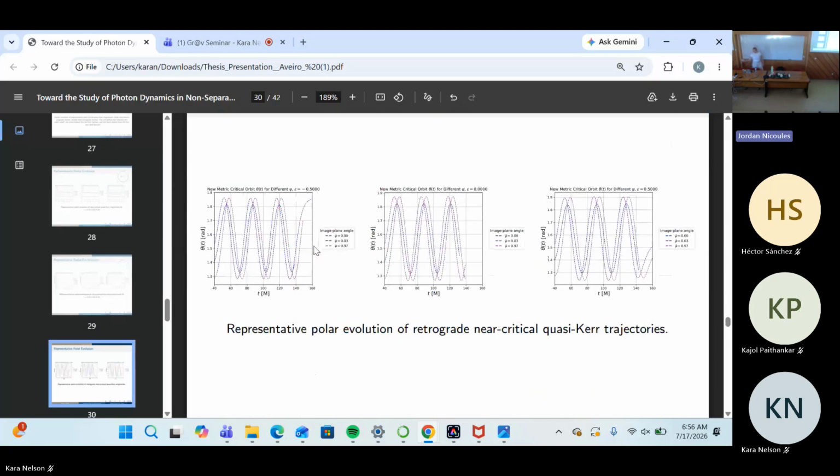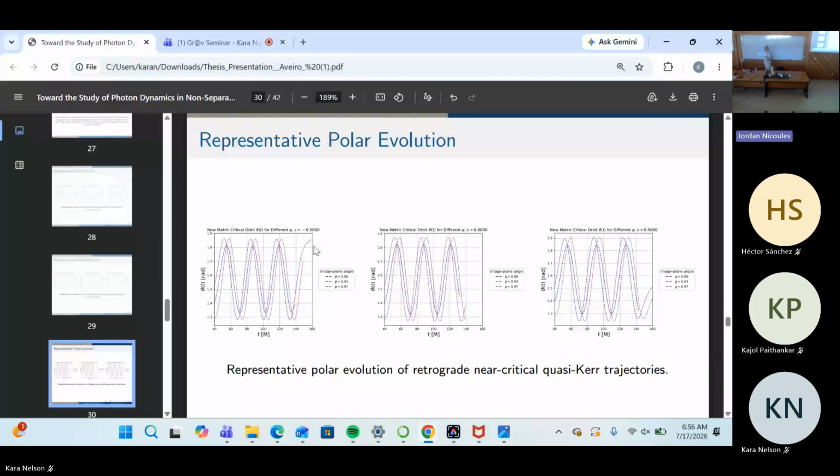And then just the polar evolution looks really nice. Again, it's just an oscillatory behavior. And we did just zoom in on the retrograde values because the prograde values are a little bit crazy. And you can't really tell much. So we can see this nice oscillatory behavior. You can see, there's not that much difference between the different epsilon values. So that might be something interesting.